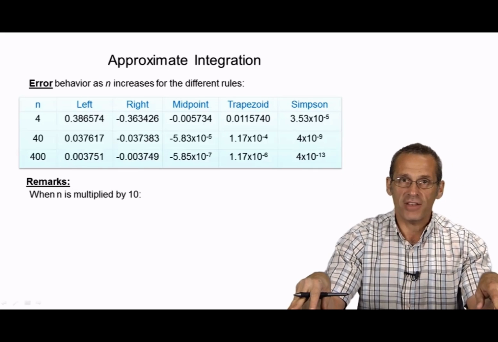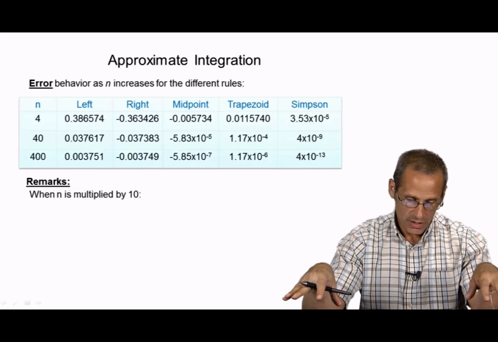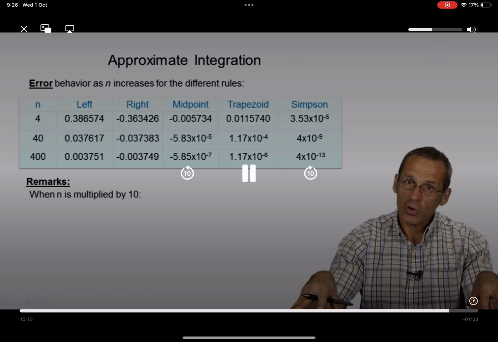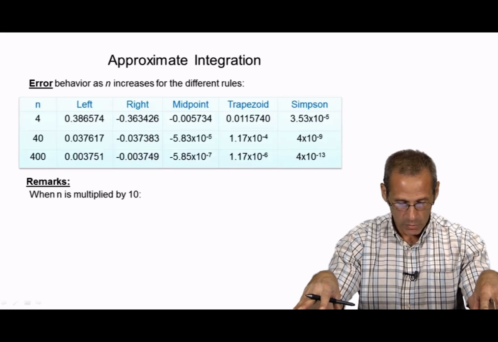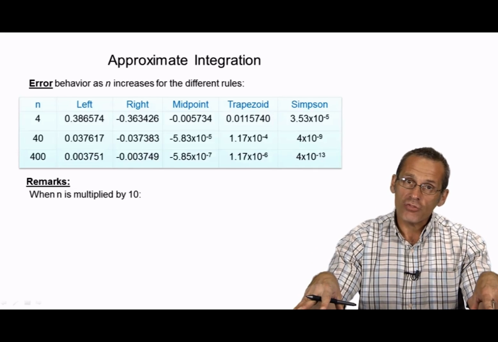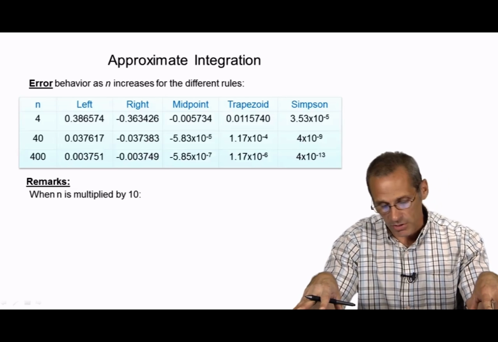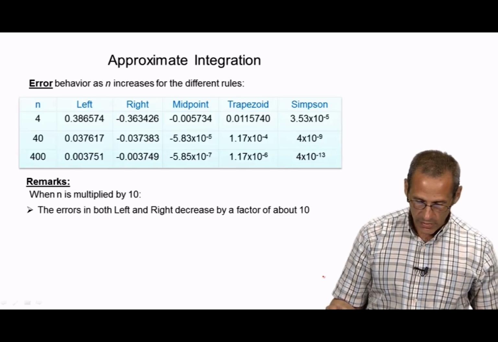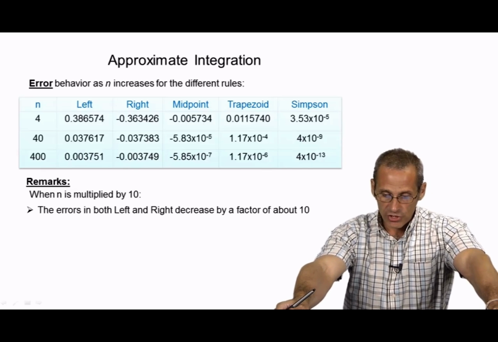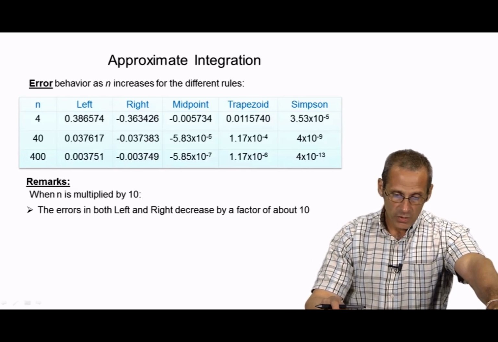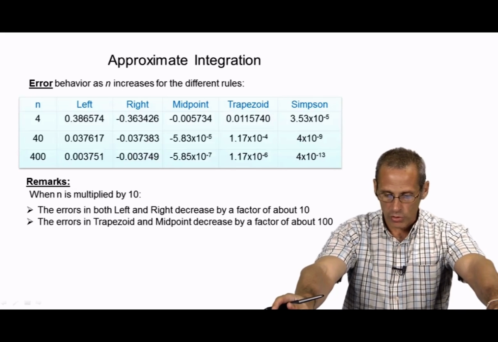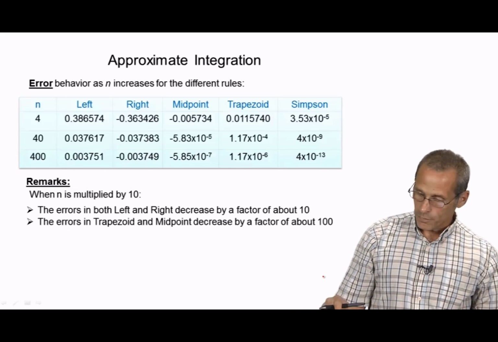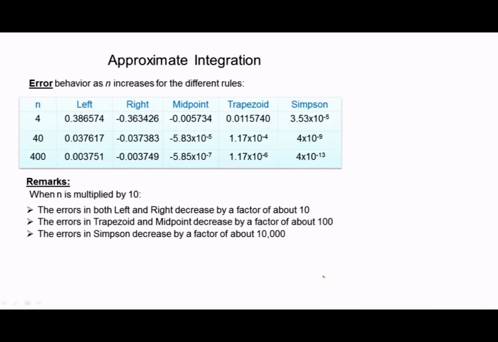First, when n is multiplied by 10, so you take 4 as the number of rectangles, trapezoids, or parabolas and multiply it by 10 to get 40, or multiply by 10 again to now get 400 rectangles, trapezoids, or parabolas, there are patterns that emerge. The errors in both the left and right sums decrease by a factor of 10. When n is multiplied by 10, the error in the trapezoidal rule and the midpoint rule decrease by a factor of about 100. And the errors in Simpson's rule decrease by a factor of about 10,000.